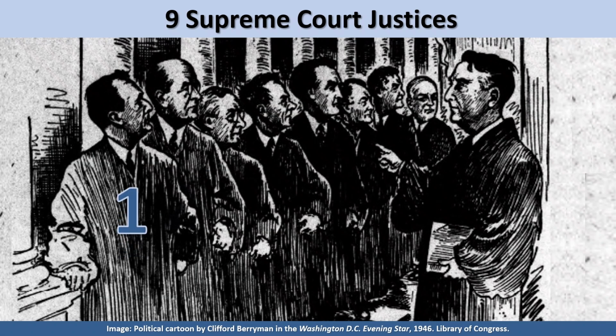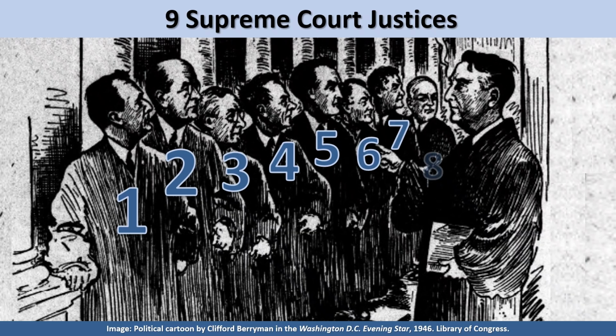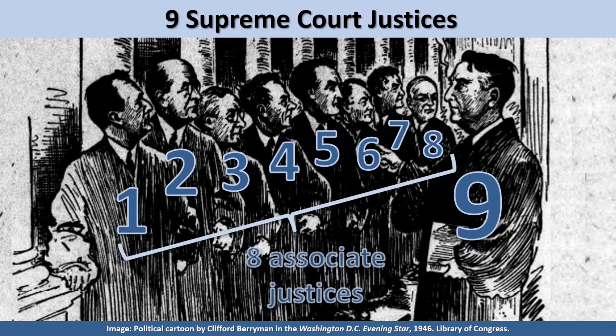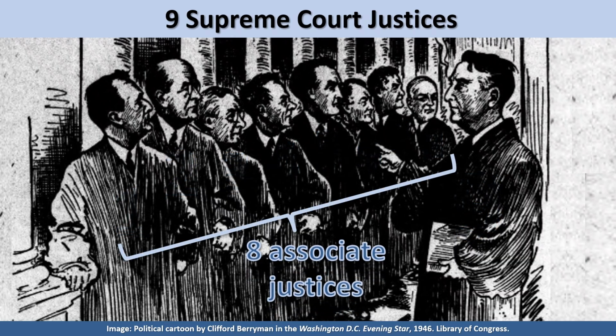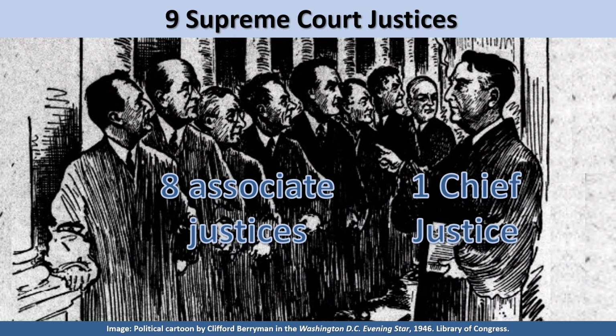There are 9 justices on the Supreme Court. Each of the 9 justices is appointed by the President, confirmed by the Senate, and serves for life or until retirement. The Constitution gives Supreme Court justices lifetime appointments to give them less motive to be influenced by popular or mainstream political opinion when making decisions about controversial cases. 8 of the 9 justices of the Supreme Court are known as associate justices. The 9th justice is given the title of Chief Justice.